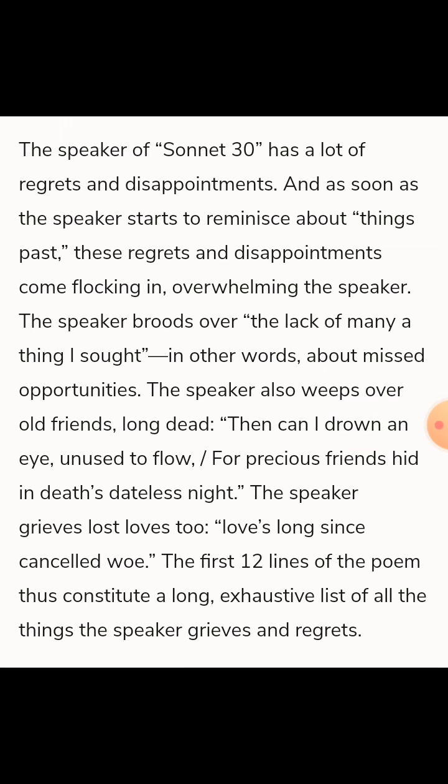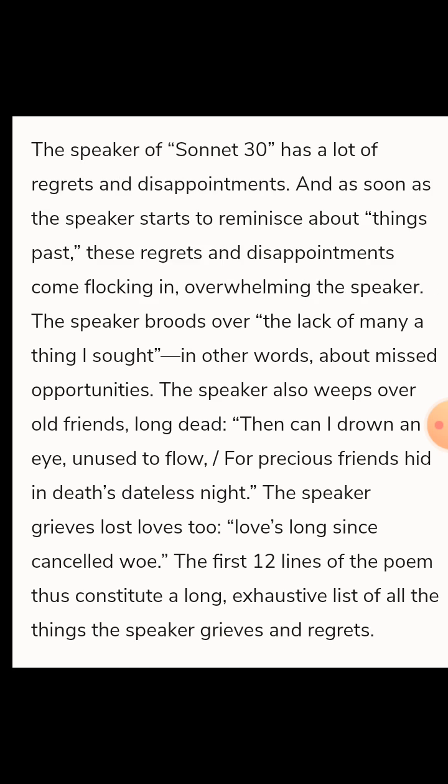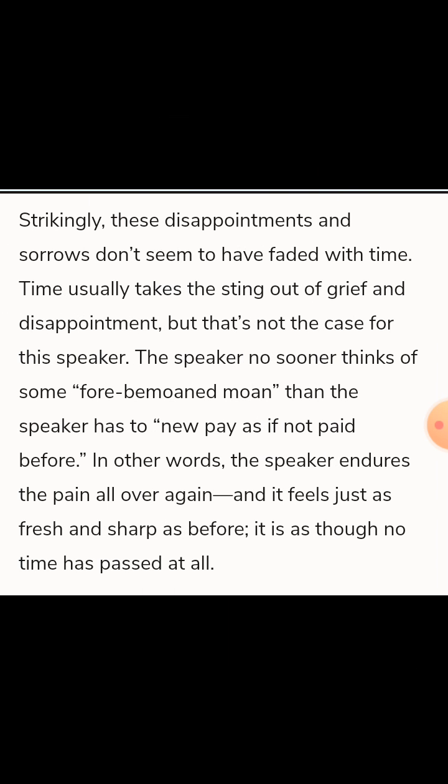"Then can I drown an eye unused to flow for precious friends hid in death's dateless night." The speaker grieves loves too, loves long since cancelled. The first 12 lines of the poem, the first three quatrains, thus continue a long exhaustive list of all the things that the speaker grieves and regrets. These 12 lines describe the things over which our poet weeps, mourns and regrets.